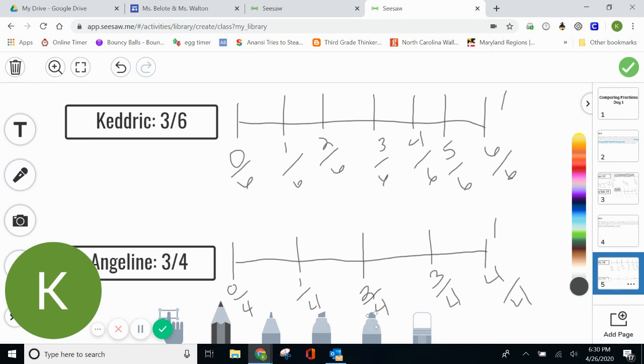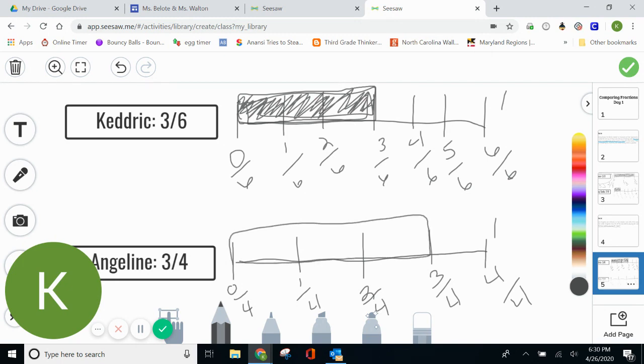Just like before, let's actually shade to the fraction we need. Kedrick ran 3/6. So that's going to be these three pieces here. I'm going to shade them in so I can see them a little better. Now I have a good visual representation of 3/6. Now I'm going to shade all the way to 3/4. 3/4 are these three pieces. Again, I'm going to shade so I can actually see my piece.